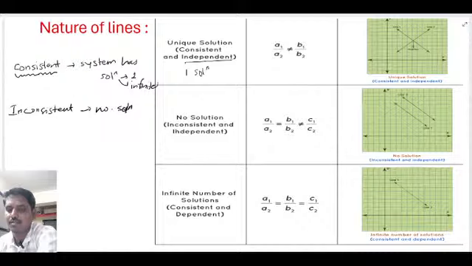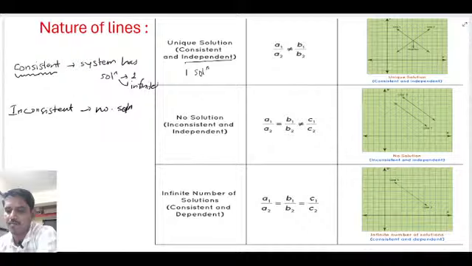In third case, if all three ratios are same, a1 upon a2 equals to b1 upon b2 equals to c1 upon c2, then the pair of lines will represent coincident lines, and each point will be common. So, in this case system of equations will have infinitely many solutions, and again system is consistent.